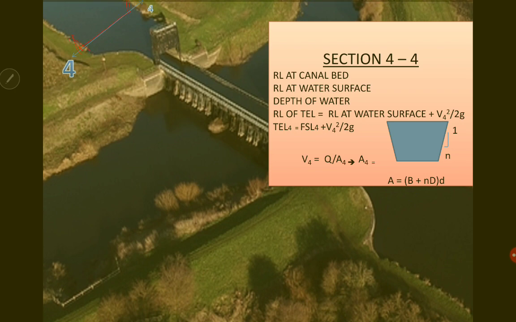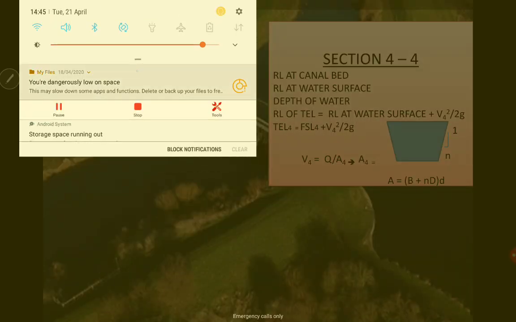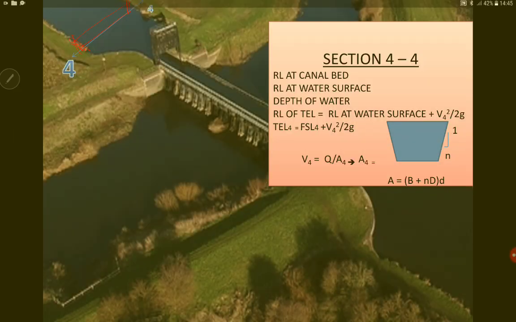So here this is a trapezoidal section. This section is a trapezoidal section. Okay, and we are going to find out the bed level and the water surface level and the depth of water in that particular section.